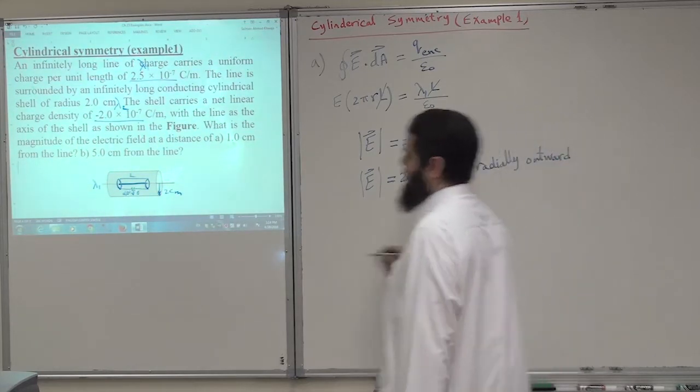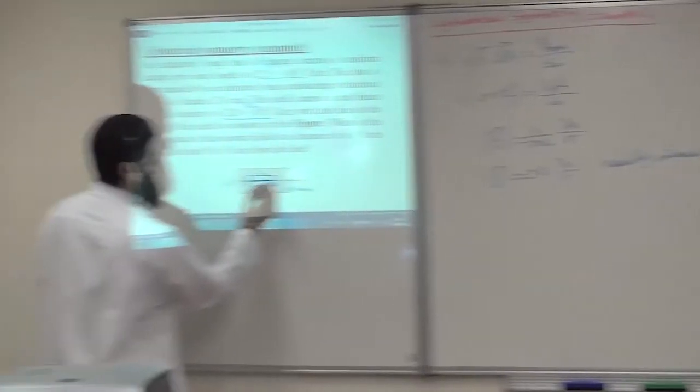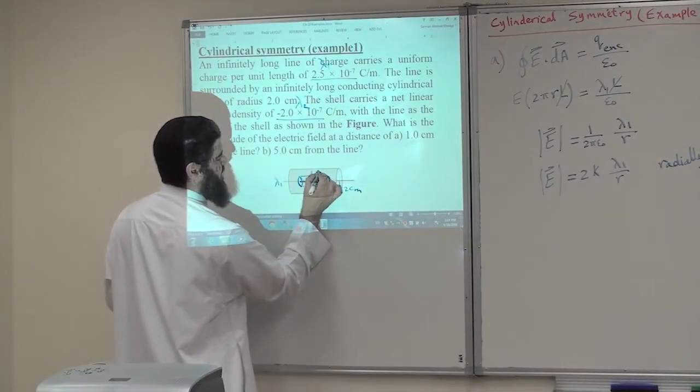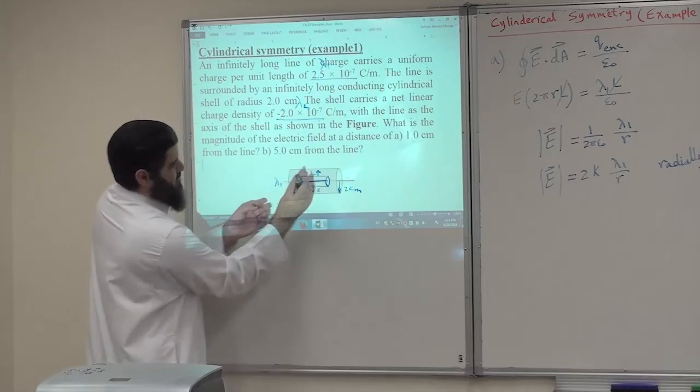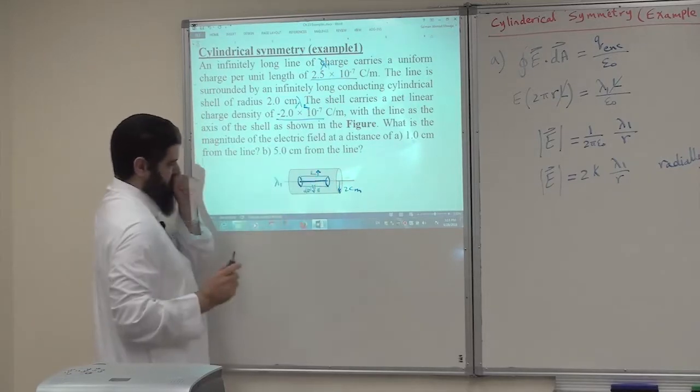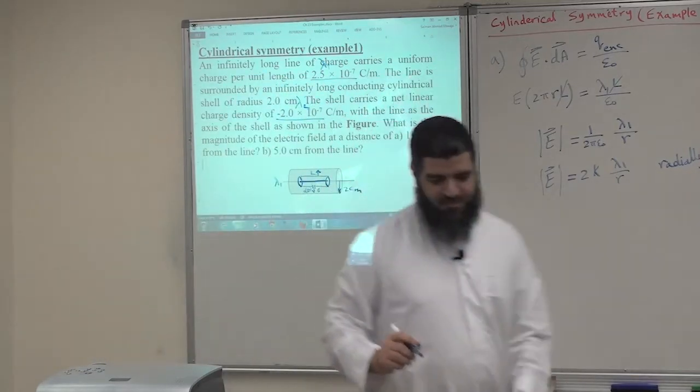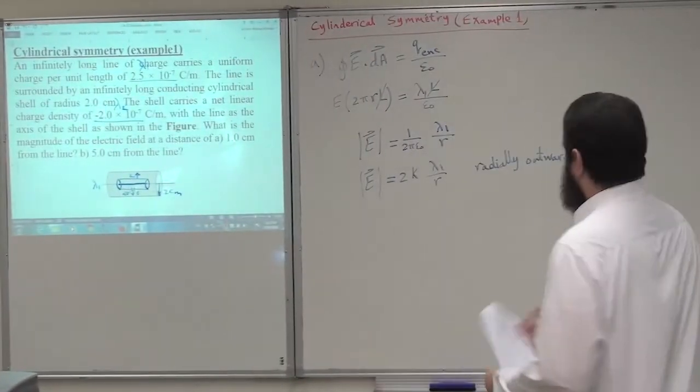So at any point, the electric field will be coming out. There, the electric field will be out. Here, it will be coming out, etc. Okay, how much is this if we plug the numbers?